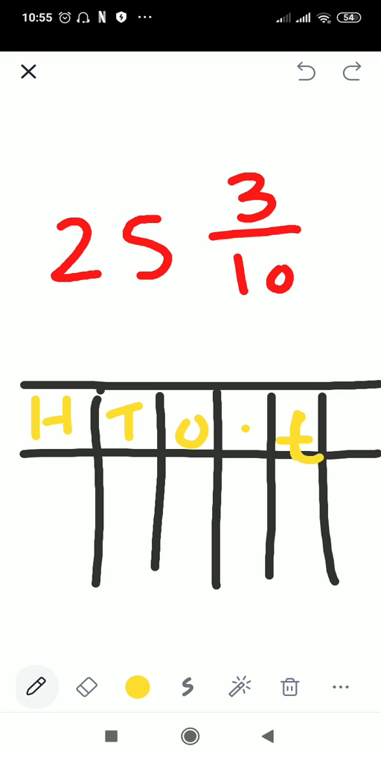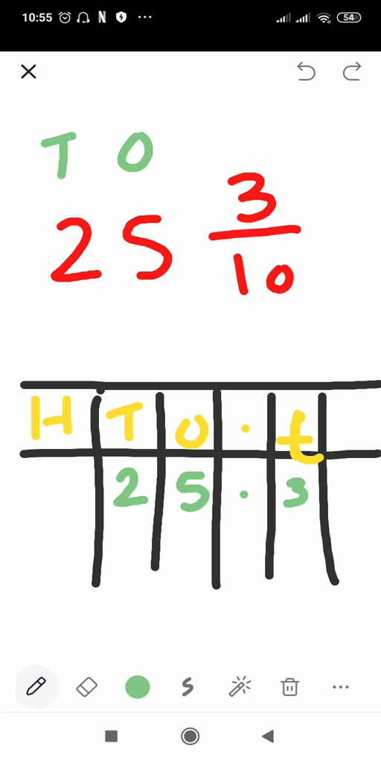Now we don't have any hundreds value, so we are not going to write anything in the hundreds column. In 25, 2 stands for tens and 5 stands for ones. So you're going to write 2 in the column of tens and 5 in the column of ones. Then you have a decimal value, and 3/10 you're going to write in the column of tenth. So you're going to write it here as 3.